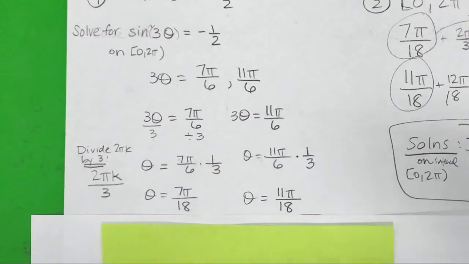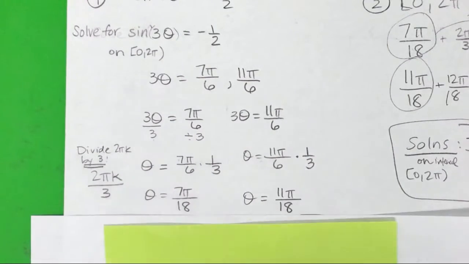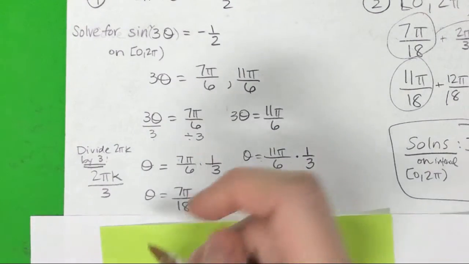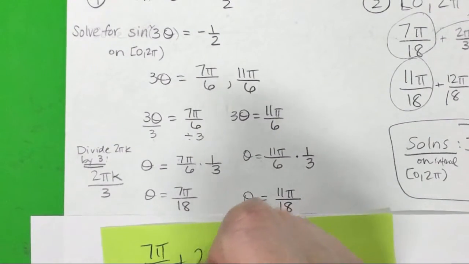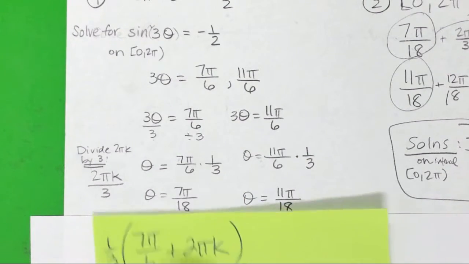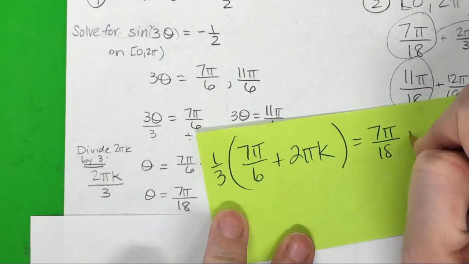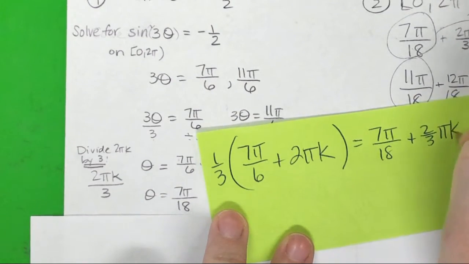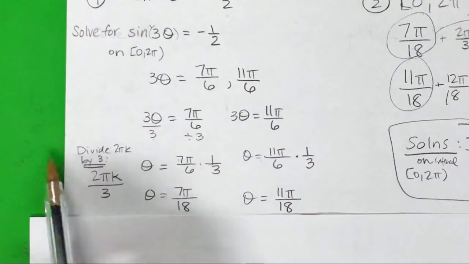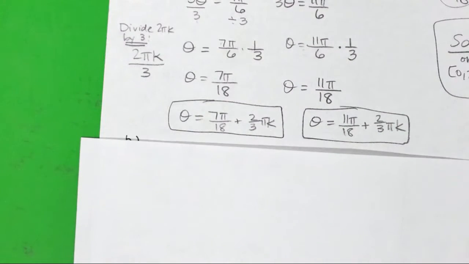Now, because these are going to be plus 2 pi k, we also have to divide those by 3. So we also have to take that value and divide by 3. If you want, you can think of it as taking this whole thing and multiplying by 1/3, and then you have to distribute it. So if you distribute it, you'll get 7 pi over 18 plus, I wrote 2/3 pi k. I don't care if you write it as plus 2/3 pi k or as 2 pi k over 3. Either one is perfectly fine.